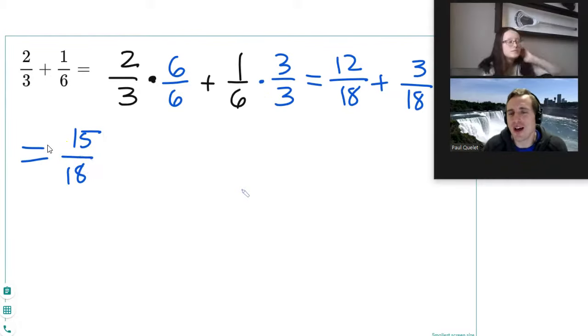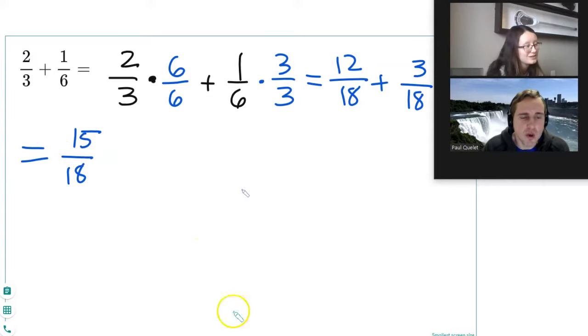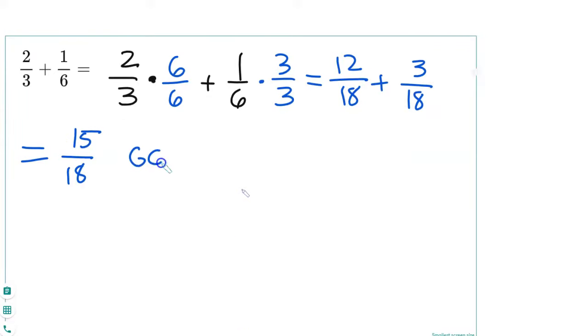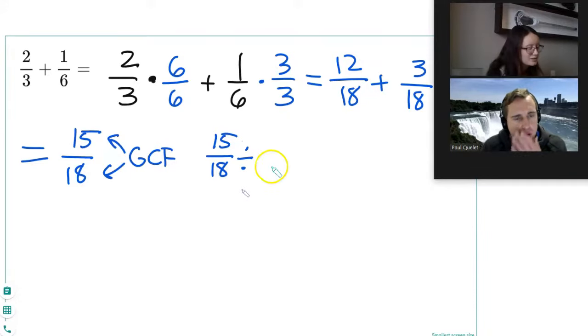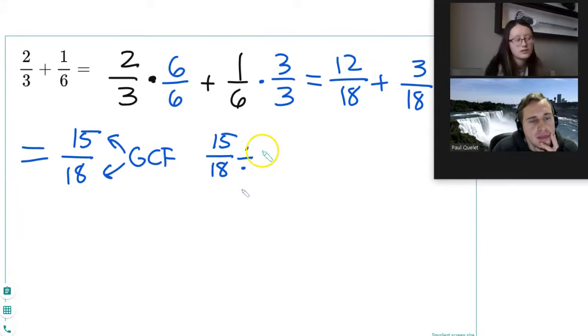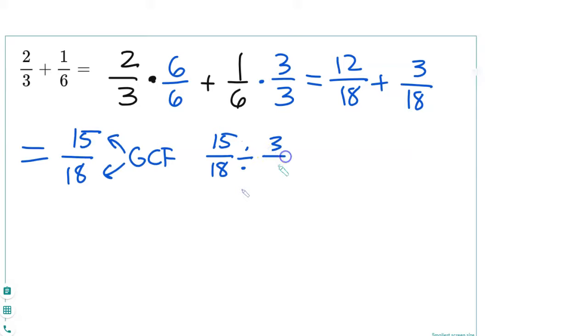But notice we're still not done. You have to simplify it. So what's the greatest, we talked about this before, what's the greatest common factor here? I think it's going to be 3, yes. Okay? Remember, you can do the trees, right? 15 breaks down into what? 5 and 3. Yep. 18 breaks down into what?